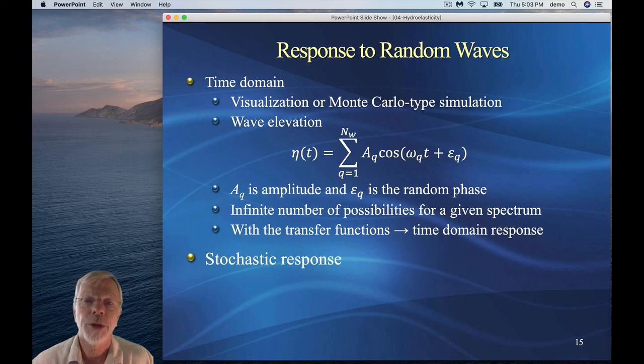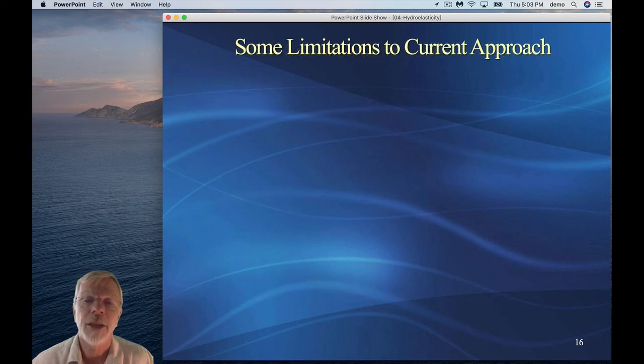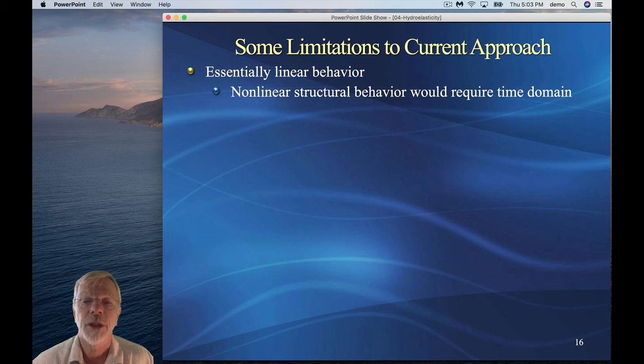A more common approach is to determine the statistics of the response in a stochastic sense. So we can use the transfer functions and the wave spectra to calculate the variance for any response quantity and then obtain statistics from the variance. I'd like to point out some limitations to the current approach. We're essentially limited to linear behavior, and a nonlinear structural behavior would require a time domain analysis.